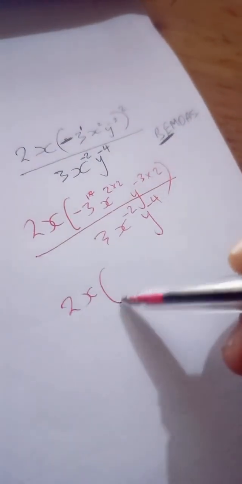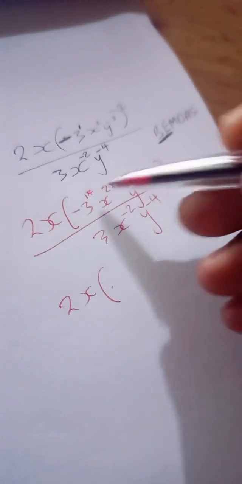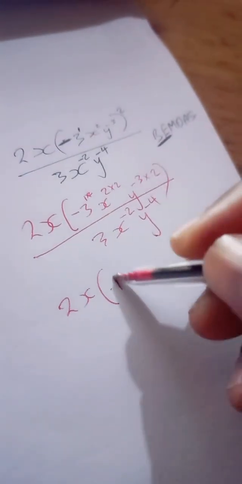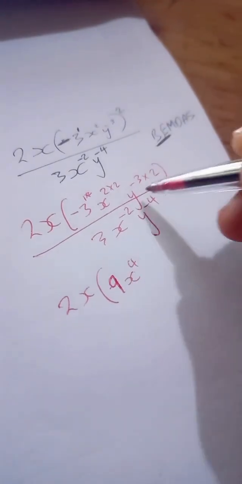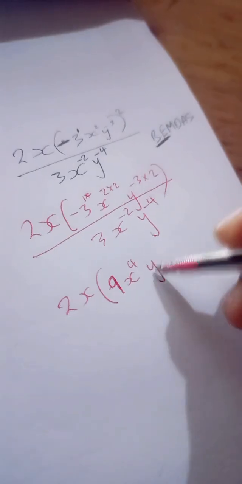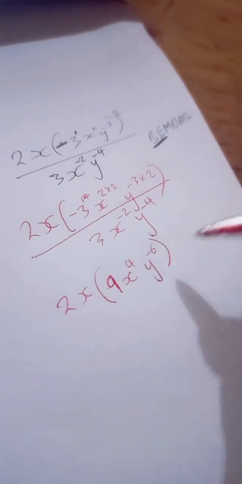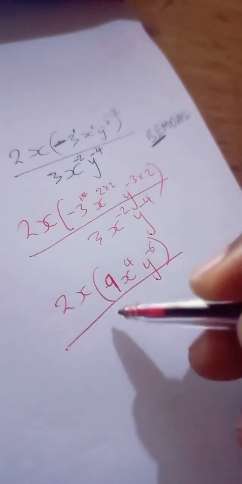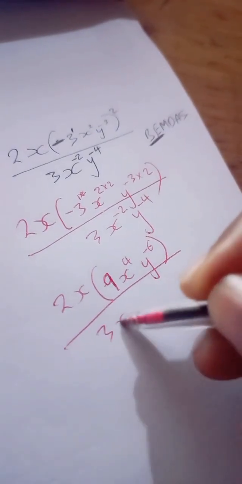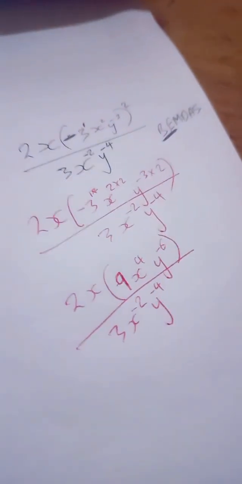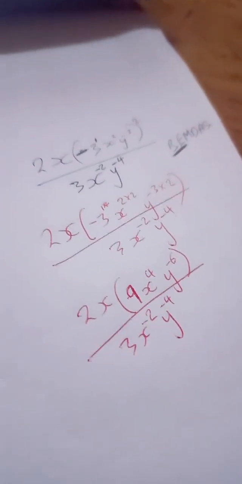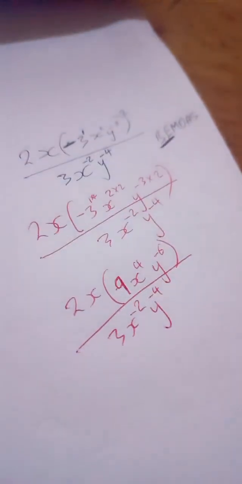So let's conclude. 2x, open bracket, negative 3 squared is going to give us positive 9, x to the power 4, y to the power negative 6, close bracket, all over 3, x to the power negative 2, y to the power negative 4. Right.